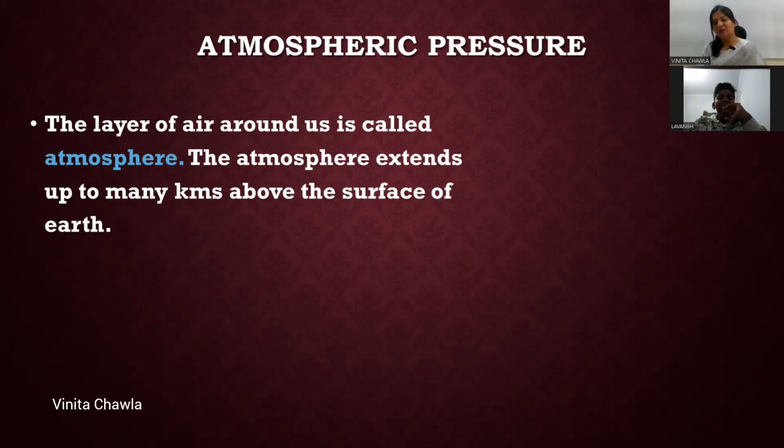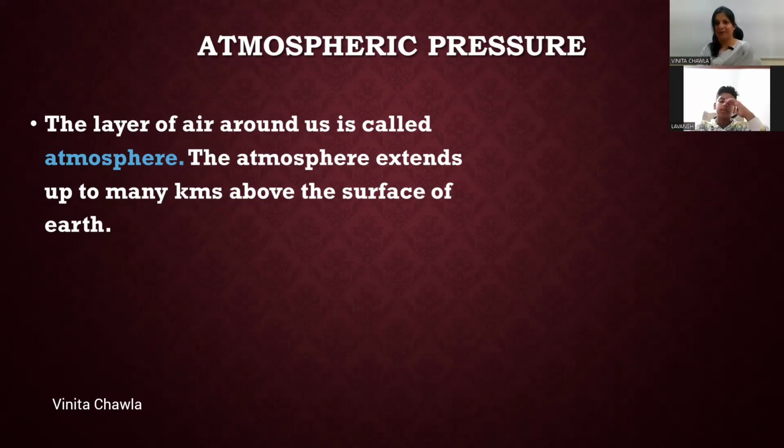So can you name the different layers of atmosphere? What are the different layers of atmosphere? Troposphere, stratosphere, mesosphere, ionosphere, exosphere. So these are the different layers of atmosphere. And we have the ozone layer present in the atmosphere, which protects us from harmful ultraviolet radiation.